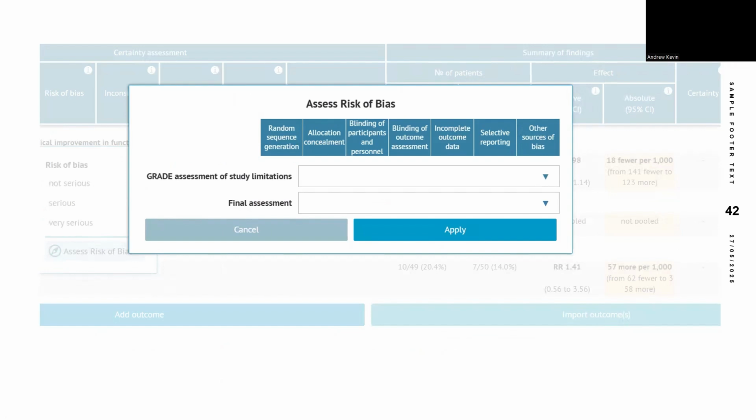If you click on the first box, the first pop-up that will come up is to assess the risk of bias. Now, to assess the risk of bias, we look at the specific factors of random sequence generation, allocation concealment, blinding, outcome data, selective reporting, and other sources of bias.